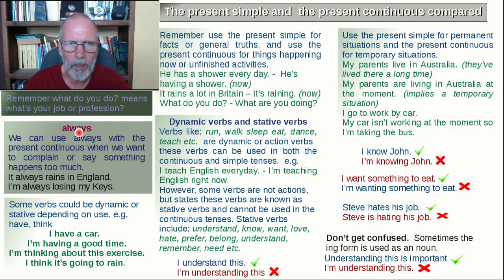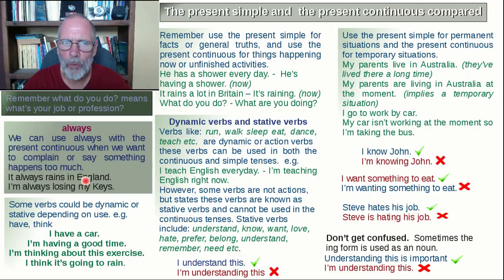So before we continue, let's just look at the adverb of frequency "always." And we already saw that this adverb can be used in the present simple along with the other adverbs of frequency like never, sometimes, occasionally, etc. However, we can use "always" with the present continuous when we want to complain or say something happens too much. Here I have some examples.